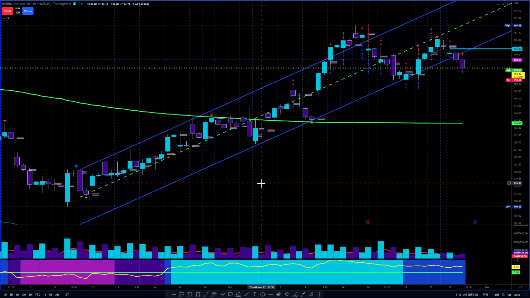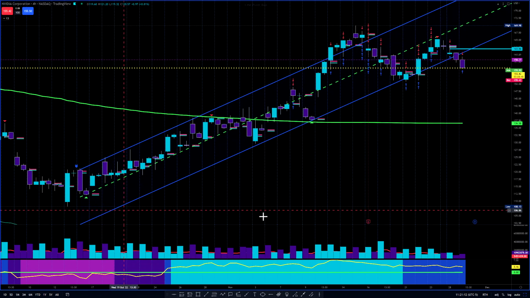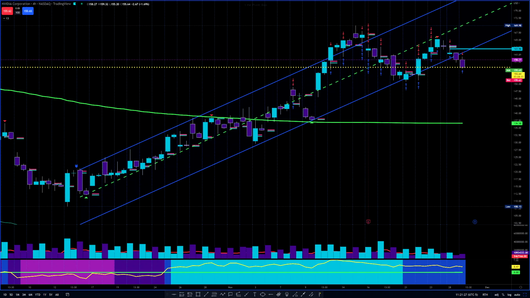So looking at the 4-hour chart on Nvidia, we have this upward channel that I drew here, and we have the breakdown of this upward channel. So let me just pull out my Epic Pen. Alright, can't find the Epic Pen right now, so I'll use TradingView's arrow.